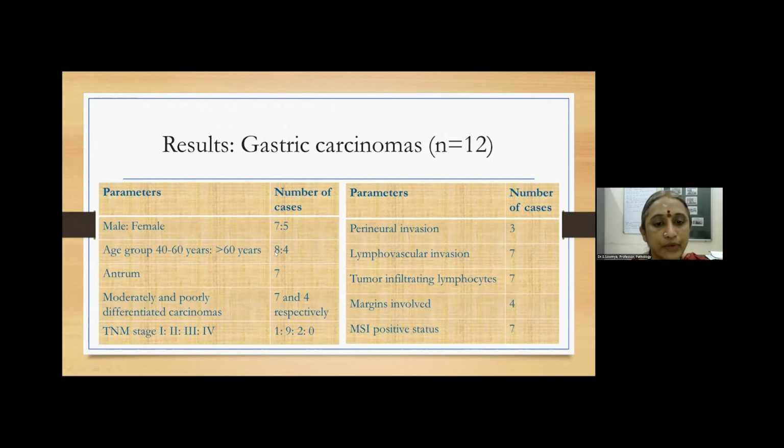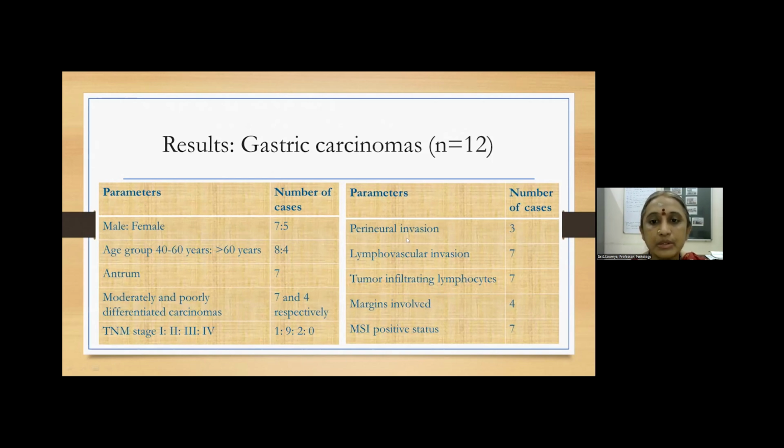Antrum was the most frequently involved location, and we have encountered moderately and poorly differentiated carcinomas more, among which the moderately differentiated carcinomas were most frequent. The TNM staging, most of the patients, that is 9 out of 12, were belonging to stage 2.